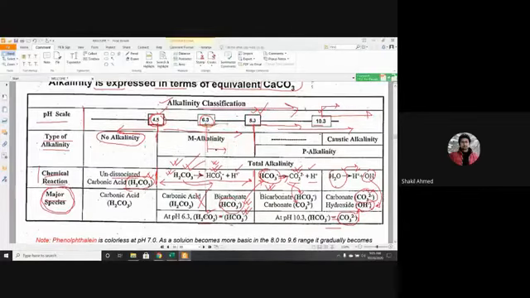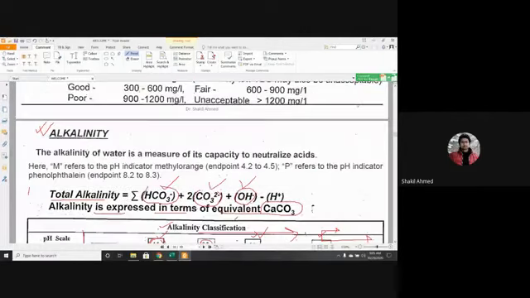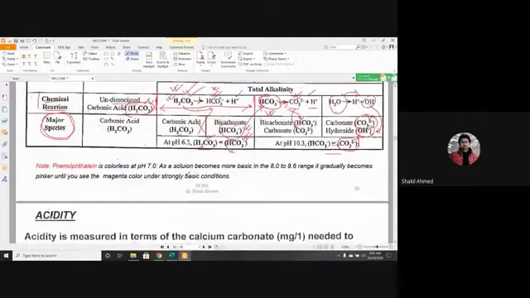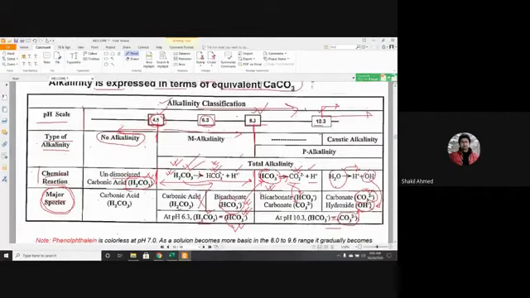Look at this table now. We see that from 4.5 to 8.3, you have some alkaline species. What are those alkaline species? H2CO3, bicarbonate ion basically, right? This alkaline species is bicarbonate ion. And at 8.3, it changes to something else.